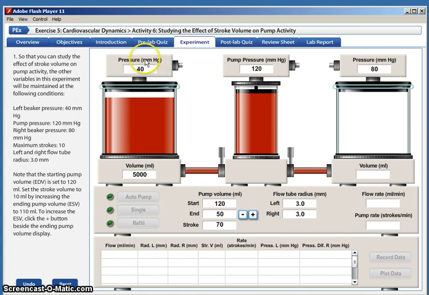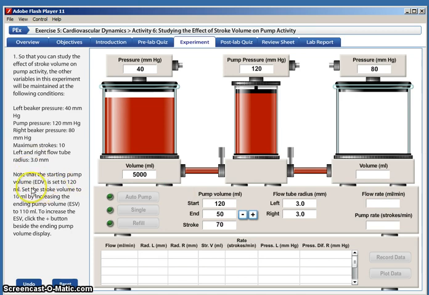So, pulmonary pressure, pump pressure, systolic, looks about right. Right blood pressure, maybe a little low for systemic. Pulmonary is always low, but systemic might be about 90, but that's fine. It's a simulation. Maximum strokes right now are at 10. Left and right are 3. We're not looking at radius as affecting this, so these are set at 3. All right? Okay, so we're good.